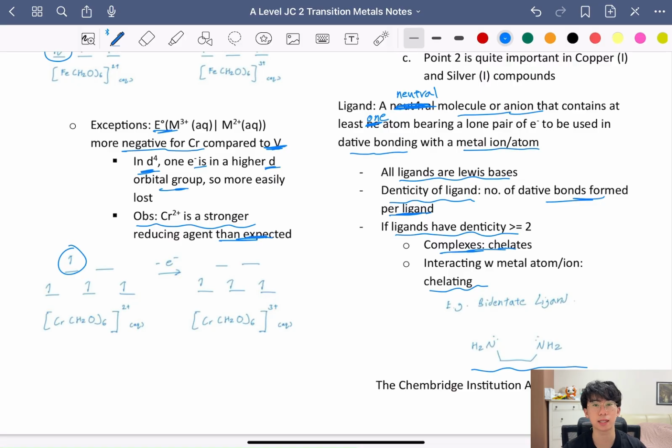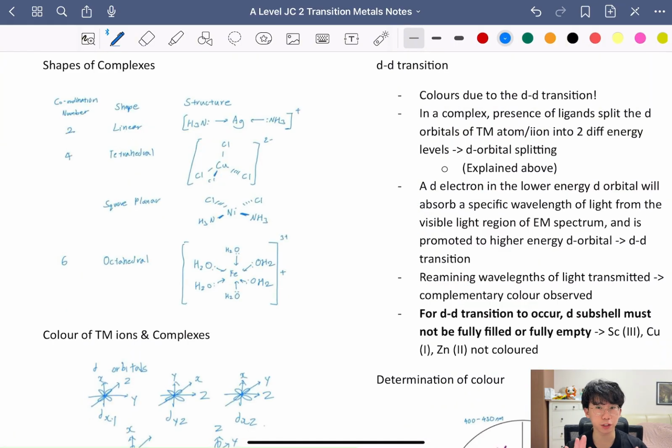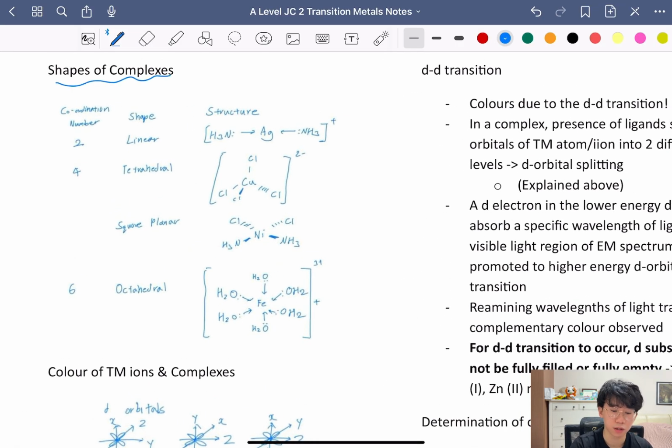You also notice that the ligand is long enough to occupy 2 spots on the transition metal. With 6 different spots on a transition metal to be filled, you will obviously also have shapes of complexes to be considered.